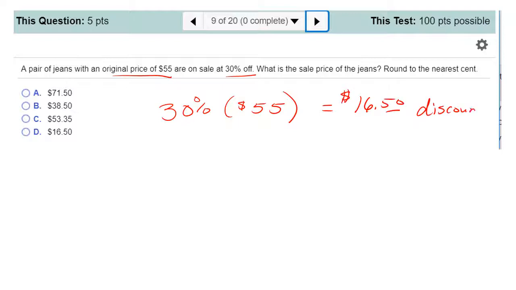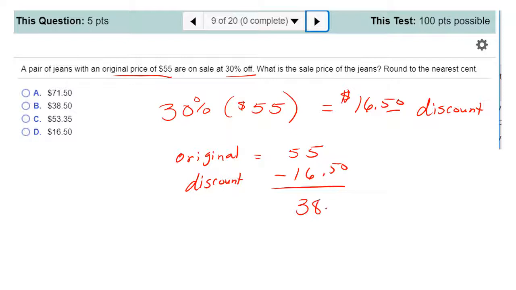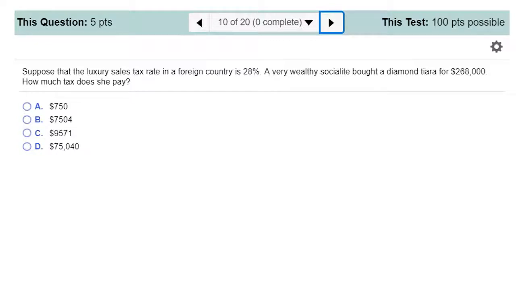Now we will take the original price, which was $55, subtract the discount, $16.50, and we come up with the price of $38.50. So that would be the new 30% off sales price, $38.50, answer B.